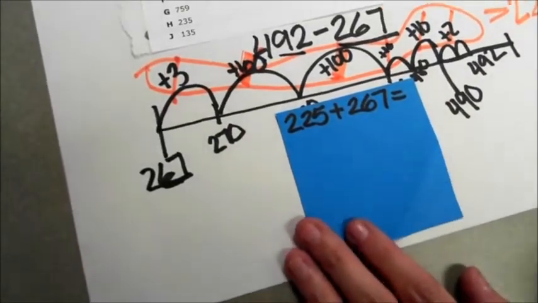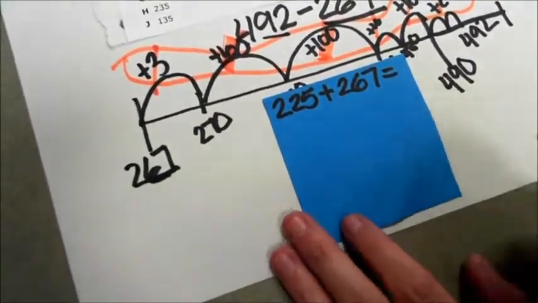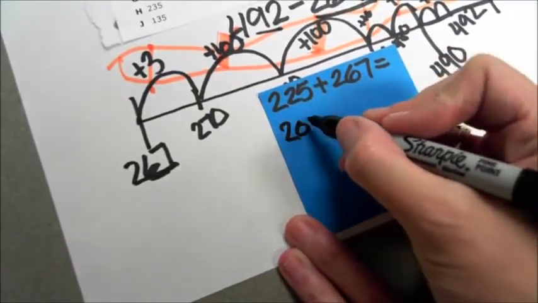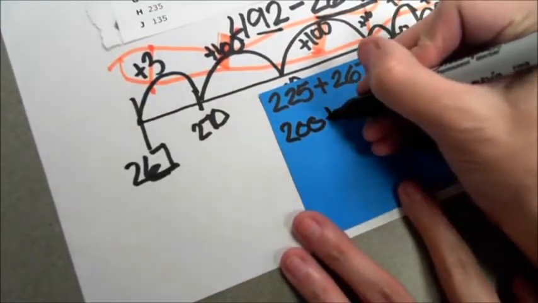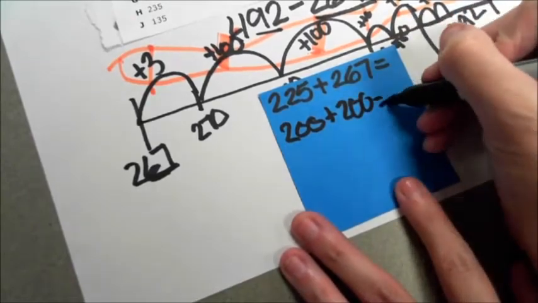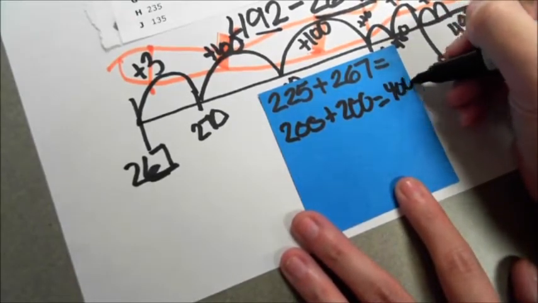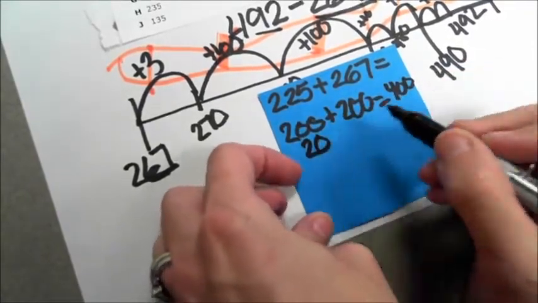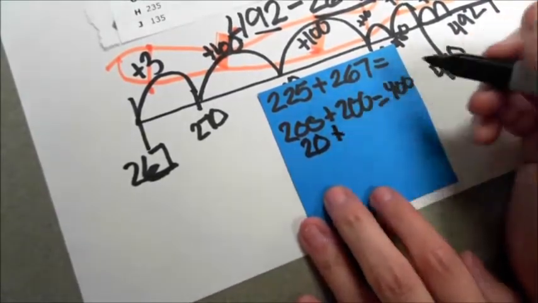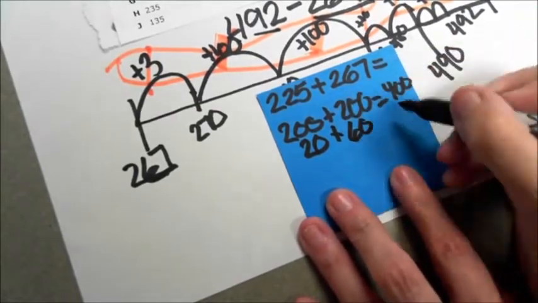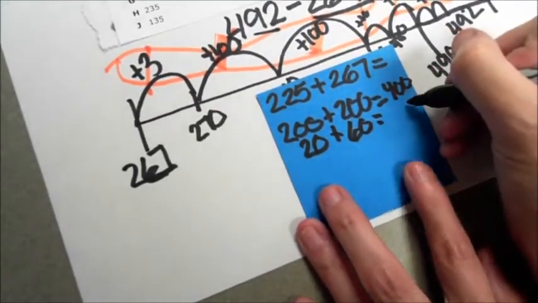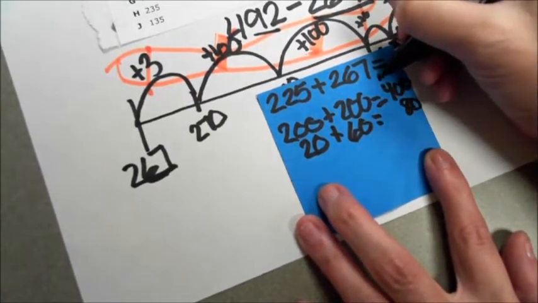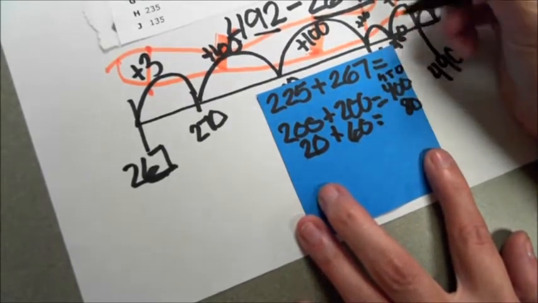I'm going to do an expanded form as well, but a little bit different from Miss Apfel's. I'm going to look at my hundreds, and I'm going to add 200 and 200 to get me 400. And then I'm going to add my tens, and the value is 2 tens, which gets me 20, and 6 tens, which gets me 60. And I know 6 plus 2 is 8. However, I'm in my tens place. That's an 80.